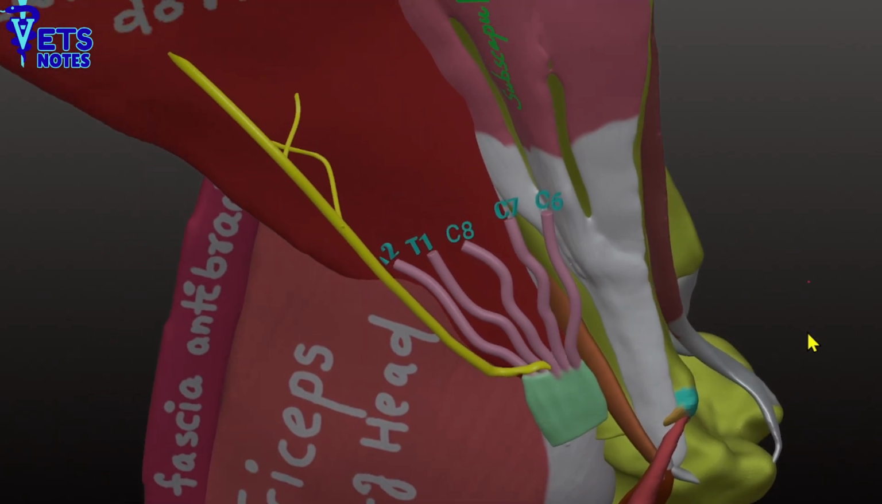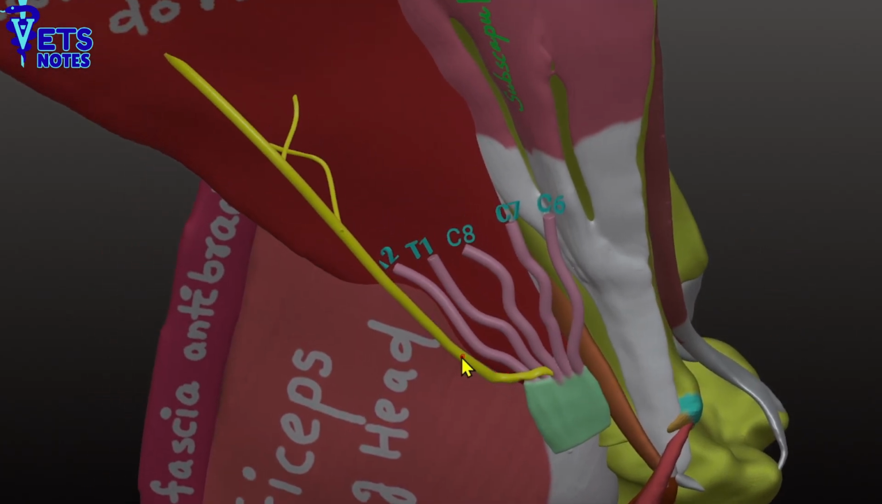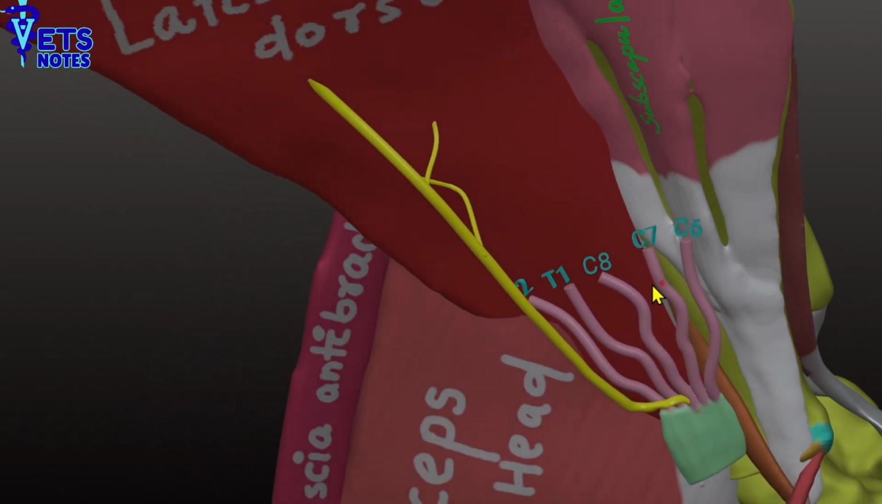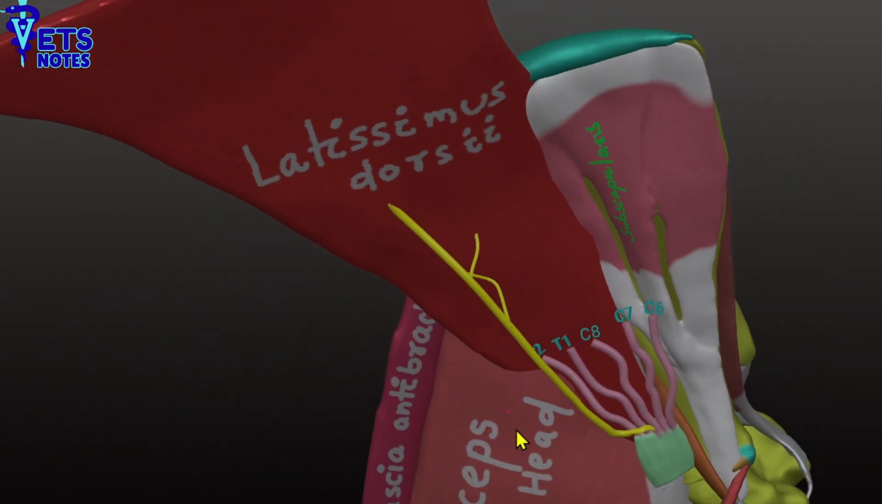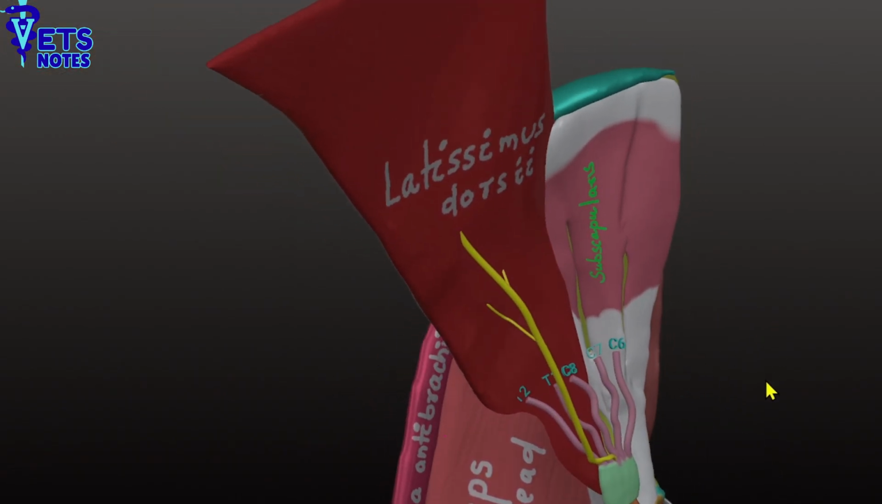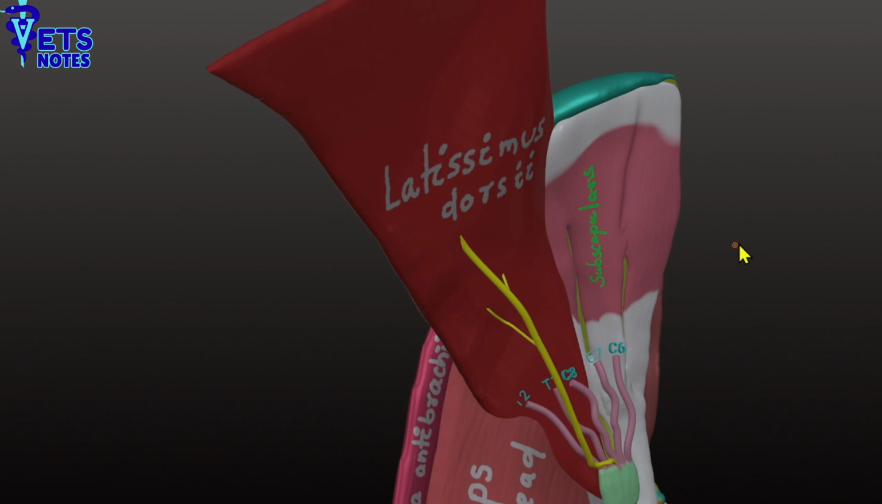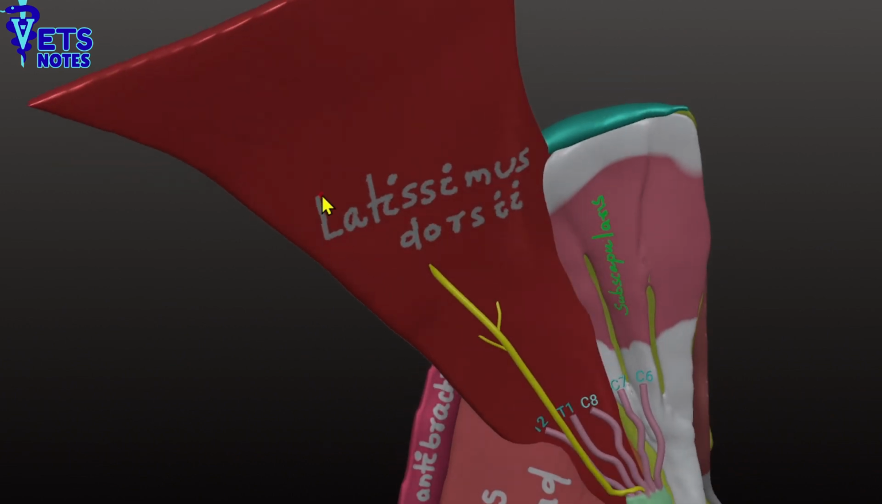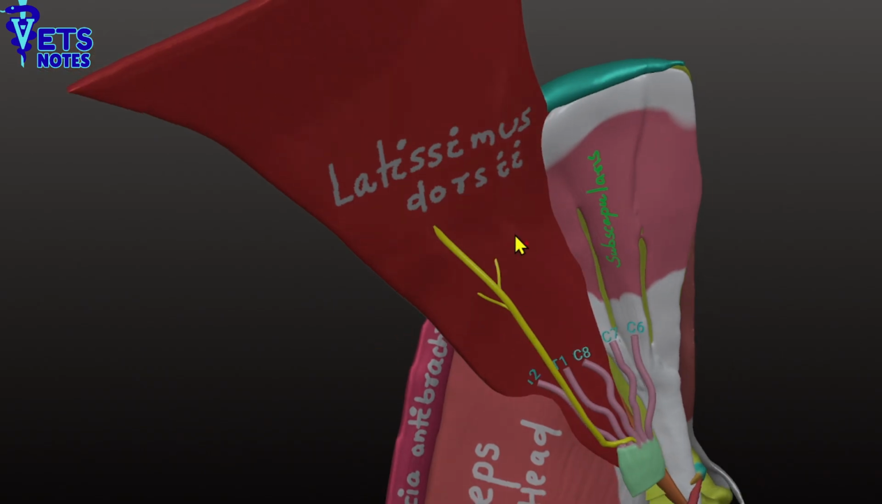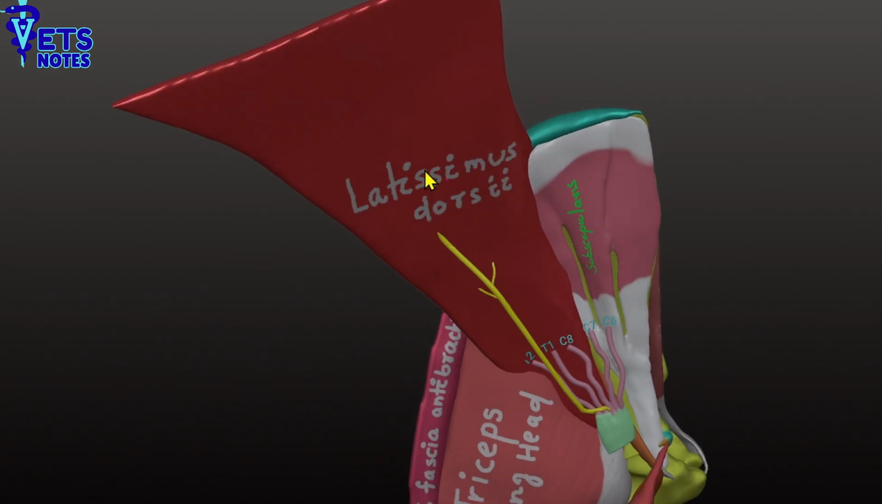Then after that, it will move backward in an upward direction, meaning it will reach the latissimus dorsi muscle. Finally, you can see now it ramifies, meaning it forms branches which supply the latissimus dorsi muscle. Very, very important. So the thoracodorsal nerve mainly supplies branches to the latissimus dorsi muscle.